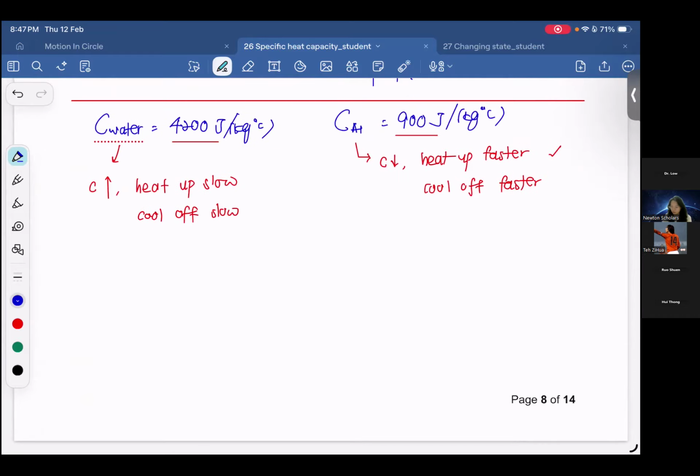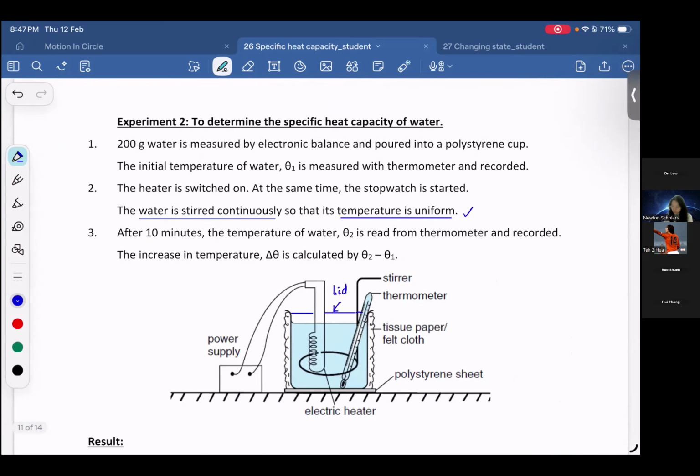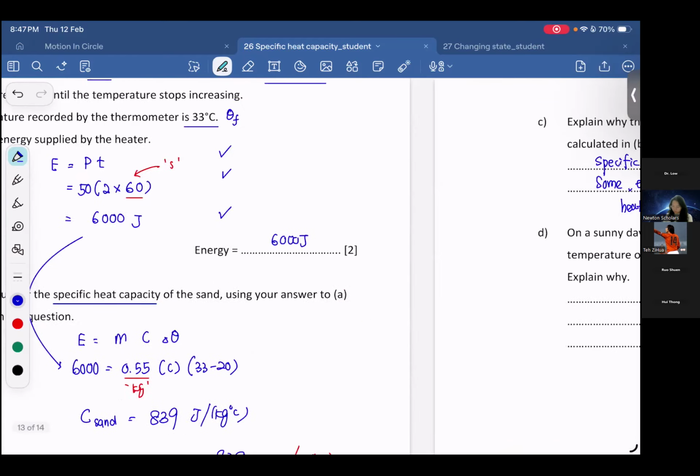You see, if your C is lower, it will heat up faster. Although I supply the same heat to the water and the same heat to the aluminium by using the heater, the same time, the same heat, we found out that aluminium will heat up faster. So it will have a higher temperature. Okay? So this one, we should answer like this.